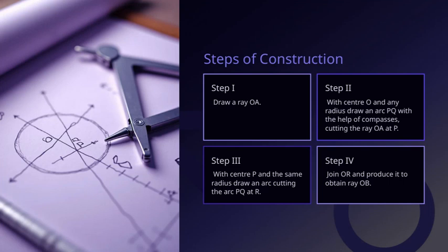Here, we will use the center O and a convenient radius to draw an arc, which we'll label as PQ. This arc will intersect the ray OA at a point we'll call P. Remember, using the same radius ensures consistency in our construction. Next, in step II, we take P as the center and draw another arc with the same radius. This arc will cut the previous arc PQ at a point R. This step is crucial because R helps us establish the correct position for our construction. Finally, in step III, we draw the ray OA itself.